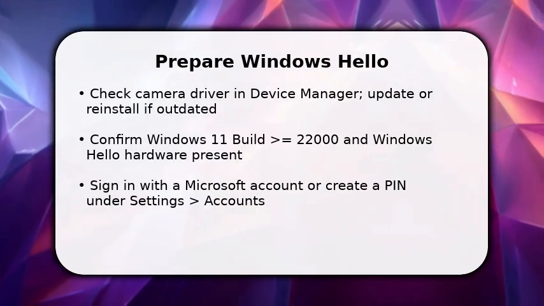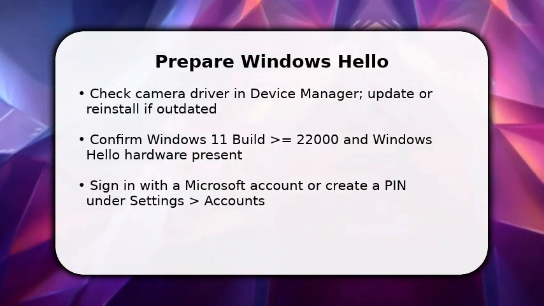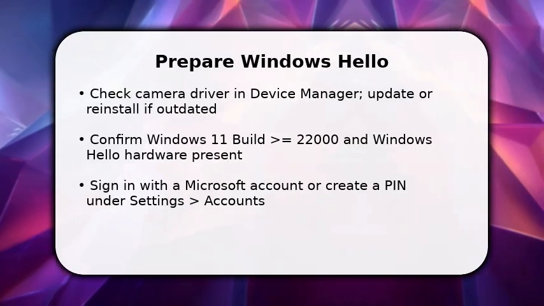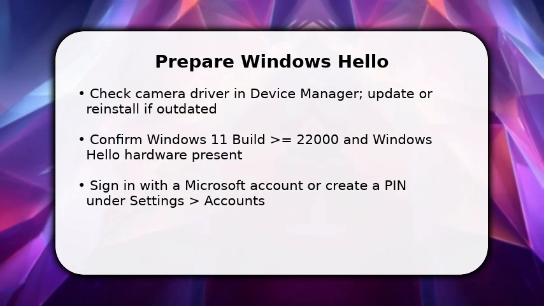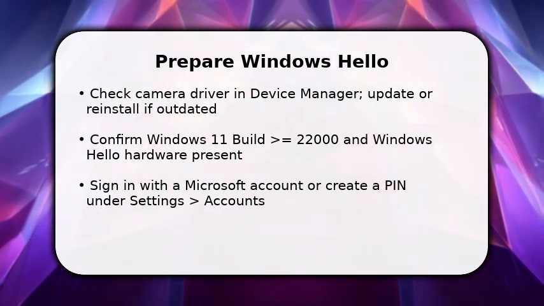Next, set a PIN under Settings, Account, Sign-in Options. Windows requires a PIN as a fallback. This establishes the secure basis for face recognition to register reliably.